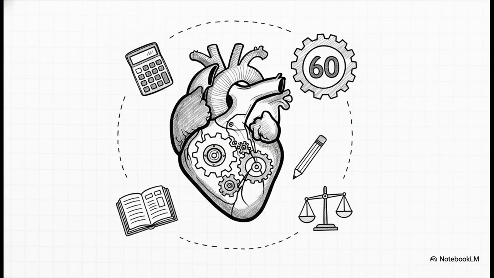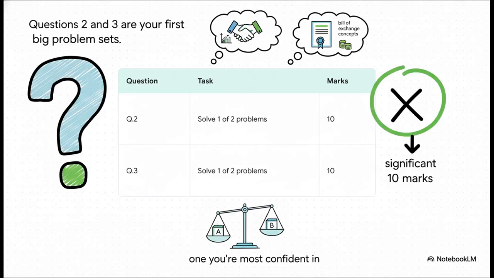All right, with the objectives covered, now we get to the real heart of the exam. This is that big 60-mark section where you'll be solving hands-on, practical accounting problems starting right from question 2. Now, questions 2 and 3 are your first big problem sets, and they're worth a hefty 10 marks each. For both questions, you'll actually get a choice between 2 problems, so you only have to solve one. This is awesome because it lets you play to your strengths. The topics here are going to come from key areas like partnership accounts and bills of exchange.